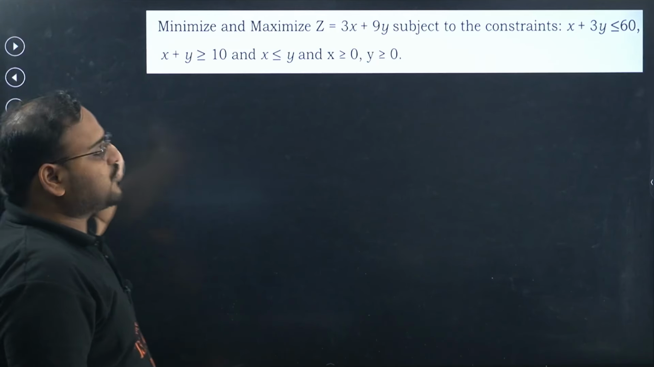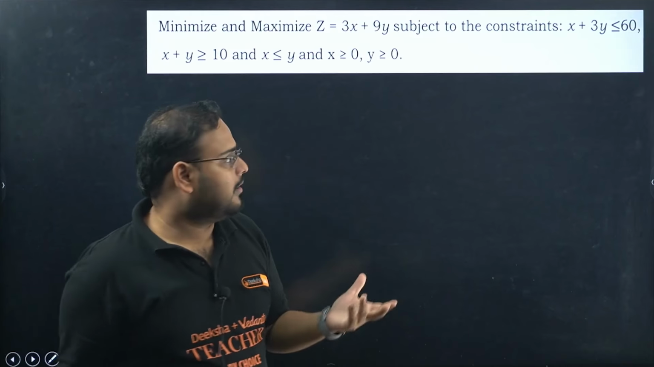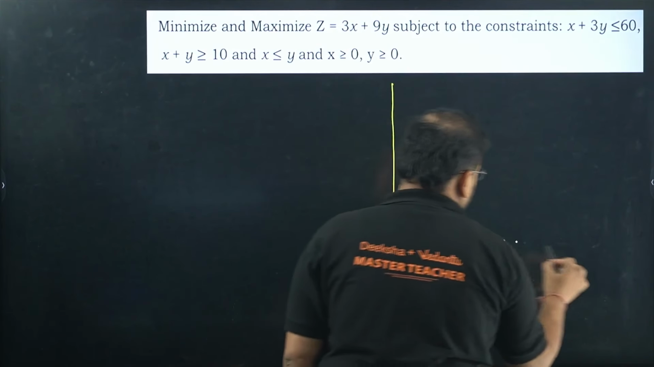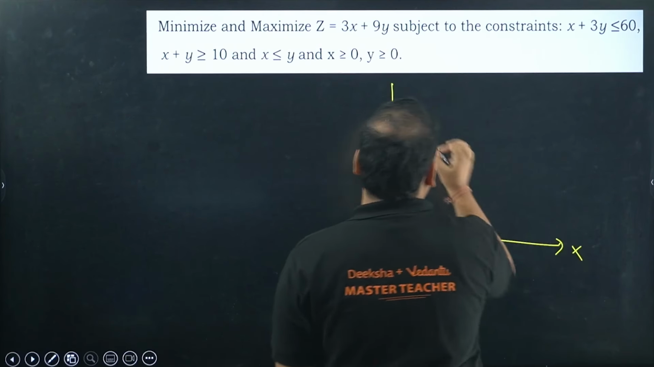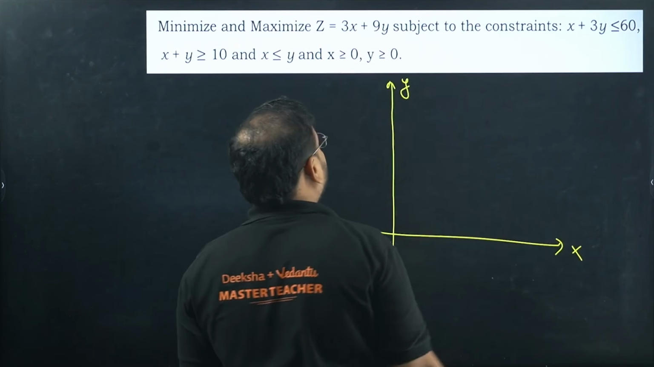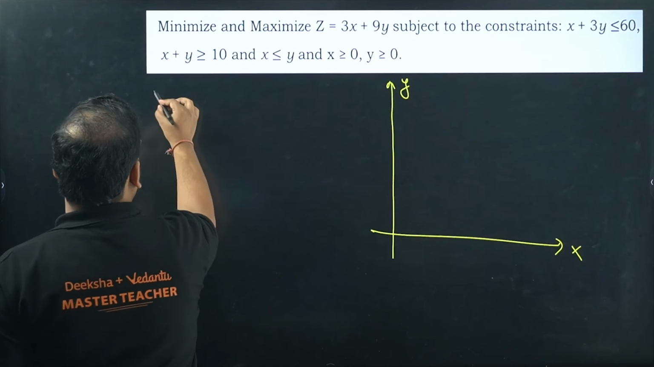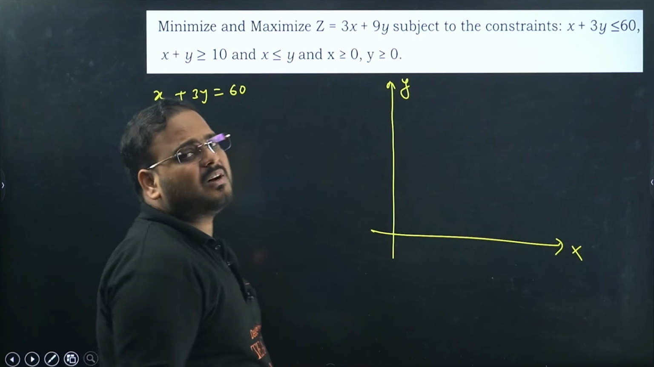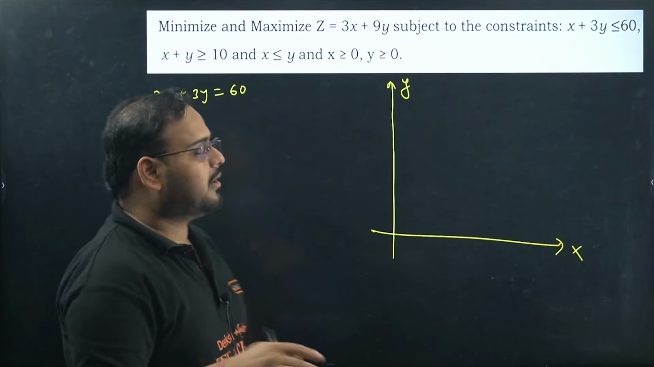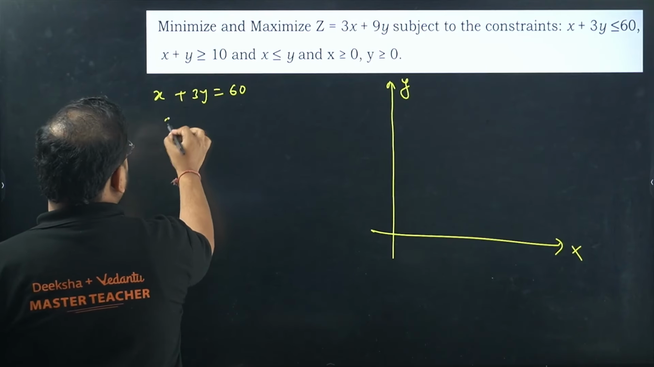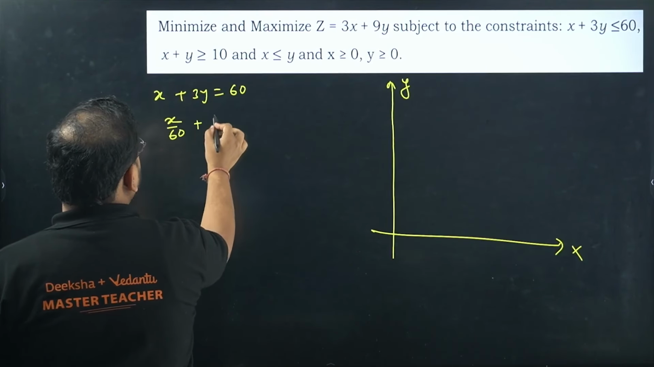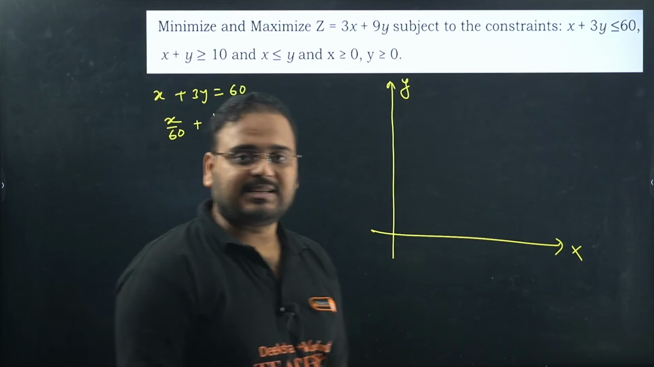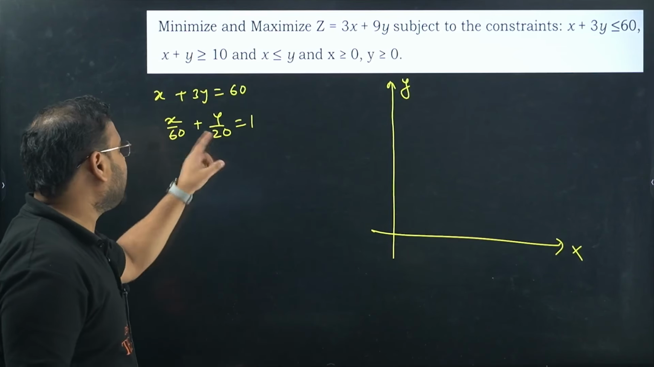6th marker, second question, which is a question on linear programming. Very simple. Let's draw the axis first. Of course, the first quadrant, xy. Now equations: I have x plus 3y equals 60. Write the equation without the inequality and write it in intercept form. So x by 60 plus y by 20 equals 1. I have written it simply in intercept form, so your x-intercept is 60 and y-intercept is 20.